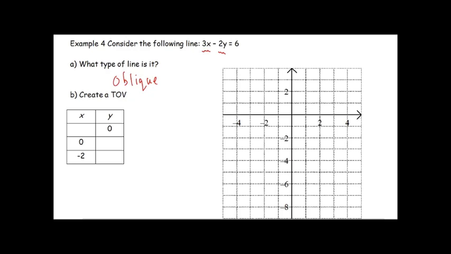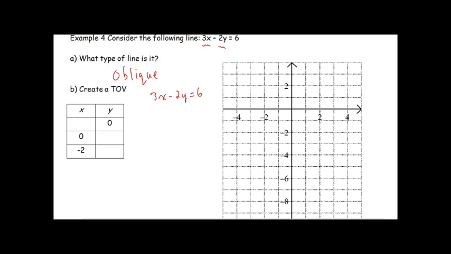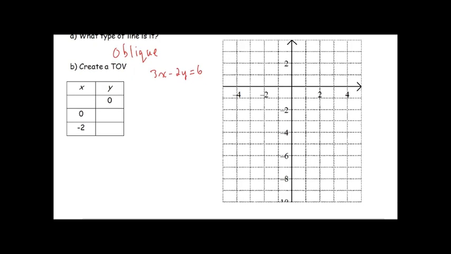If we're asked to then create a table of values for this graph, what we're given here is a few points. I'm just going to scroll down a little bit. I'm going to label these points 1, 2, and 3, and for each one of those points, I'm going to take whatever coordinate I'm given, plug it into this equation, and solve for the other one. Here's what that looks like.